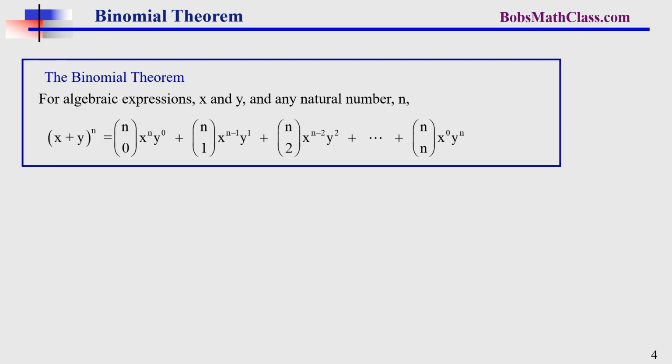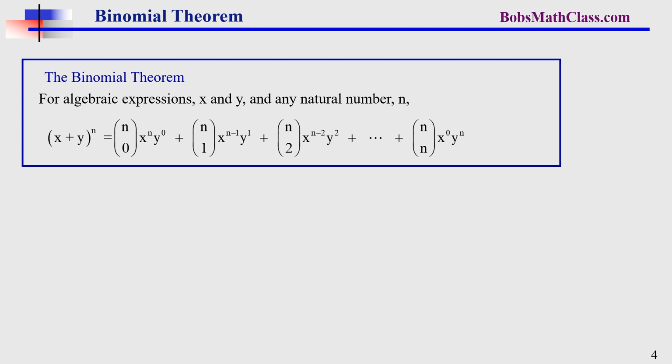So in the second term, it's x to the n minus 1. And in the third term, it's x to the n minus 2. And in the last term, it's 0. So for example, if n was 7, it would go x to the 7, and then x to the 6, and then x to the 5th, and then x to the 4th, until you got to x to the 0.